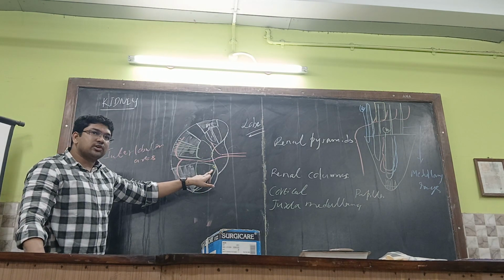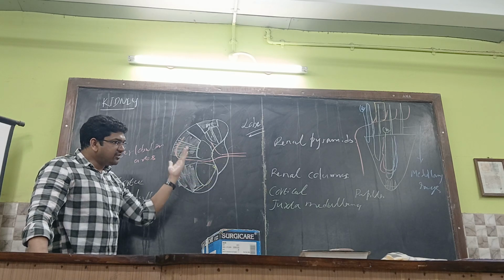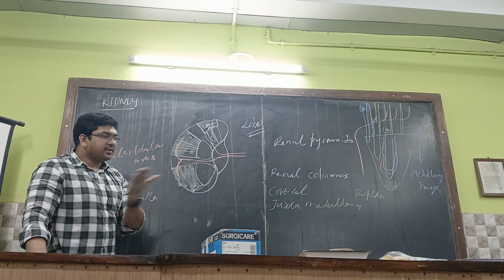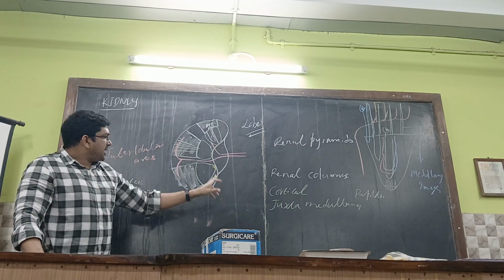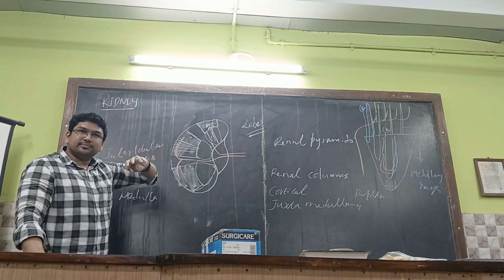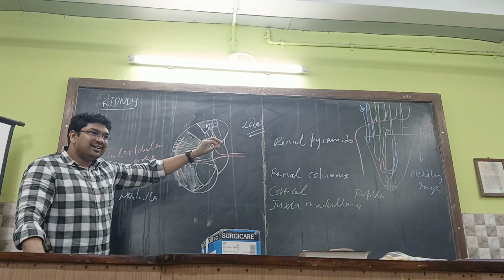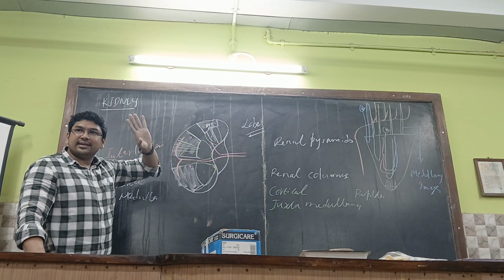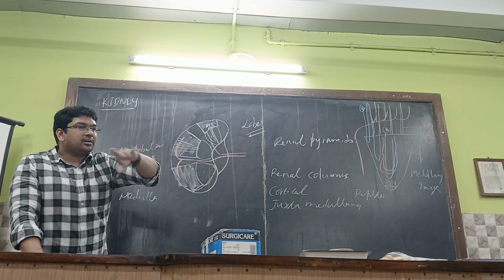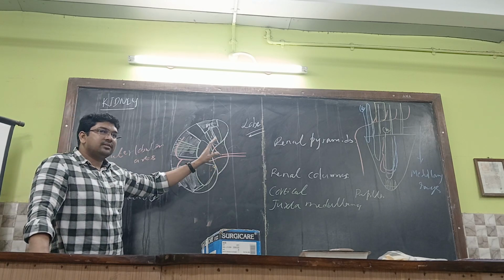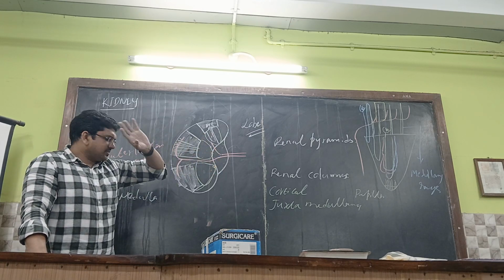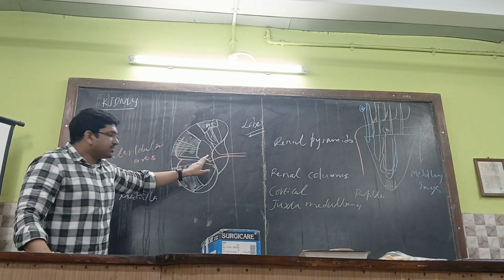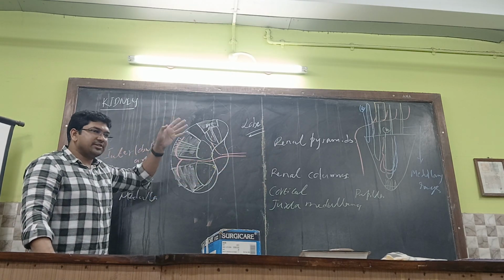There is a terminology in histology. What is it? The sieve-like appearance of the medulla towards the papilla. In histology, there is a term. What is that term? Cribriform something will come. Lamina cribrosa? No. Something cribriform will come. I forgot the histology.